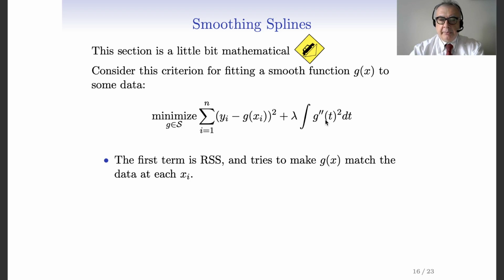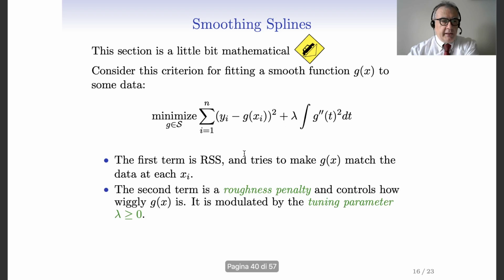And what does it mean? The second derivative is meant to measure the roughness of the function. So if the function is oscillating, then it will have large values of the second derivative. As a matter of fact, the second derivative is also used as a measure of the curvature of a function. So we are looking for a function with a small curvature. And the trade-off between the two objectives, the first objective is data fit, the second objective is smoothness, low curvature, is controlled by this parameter lambda that is a tuning parameter.